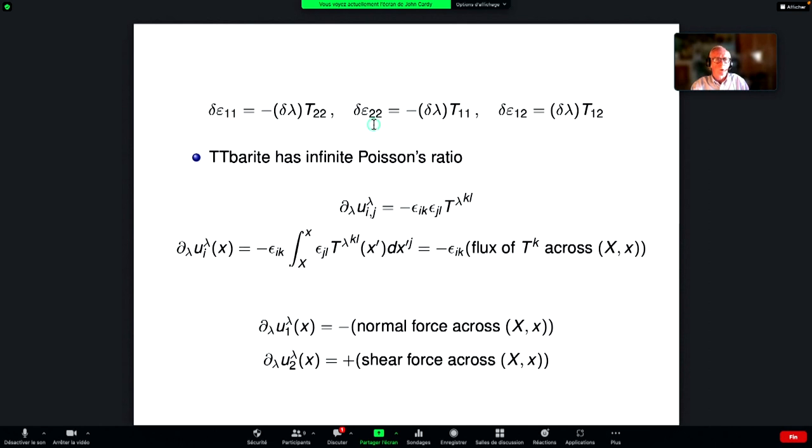It's worth writing that expression out in terms of its coordinates, and this is how it looks in Cartesian coordinates. And the interesting thing is that you see that the elastic response in the one direction is proportional to the stress in the two direction and vice versa. So this is a very strange material. It turns out to have infinite Poisson's ratio, which of course means from a Euclidean field theory point of view, it's actually unstable. But we're going to kind of ignore that. If you look in Minkowski space, then these signs change, and everything makes much more sense in Minkowski space.